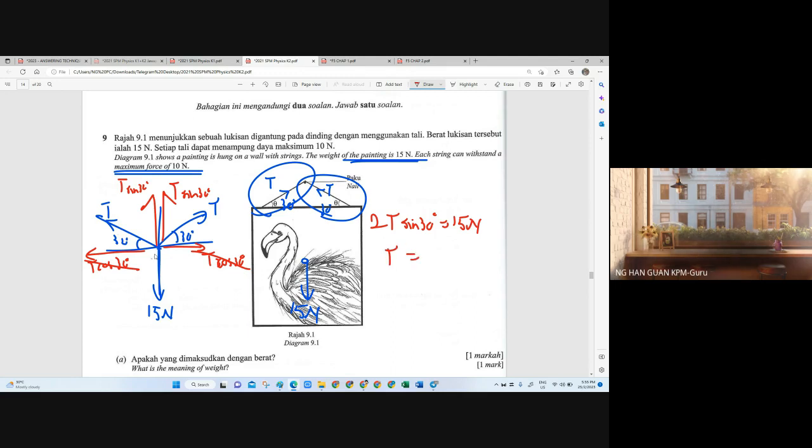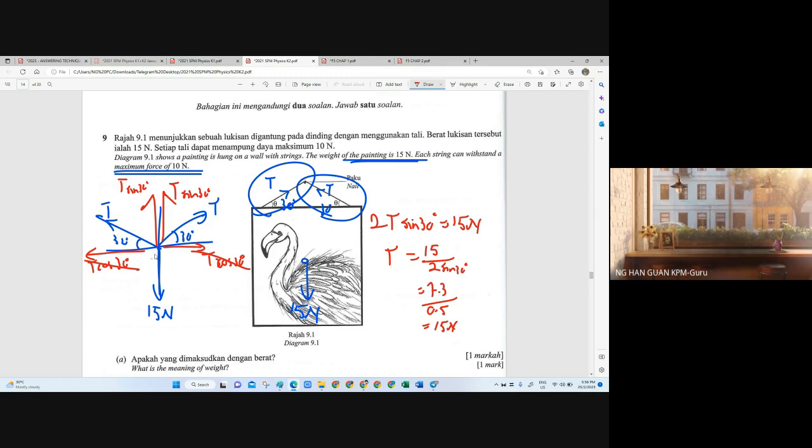So T will equal 15 divided by 2 sine 30. Right, so it's 7.5 divided by 0.5. So at the end, it's back to 15 Newton. So the tension is 15 Newton. Tension now is 15 Newton.